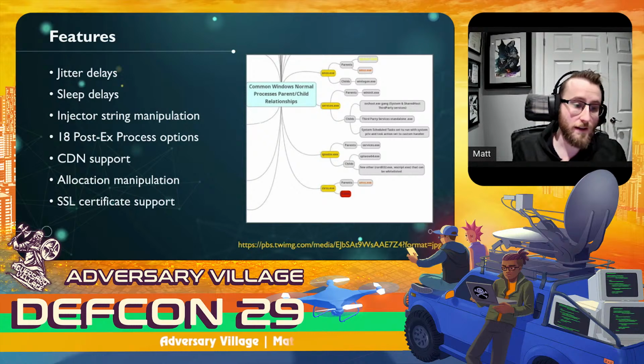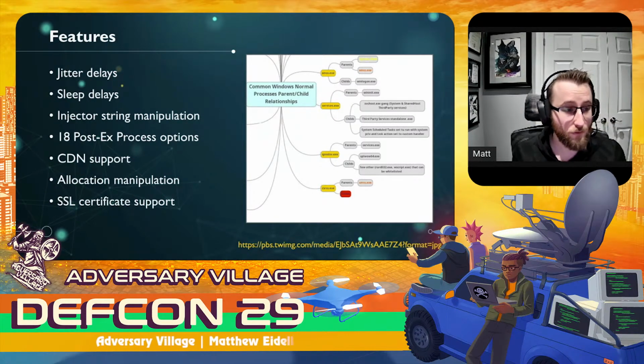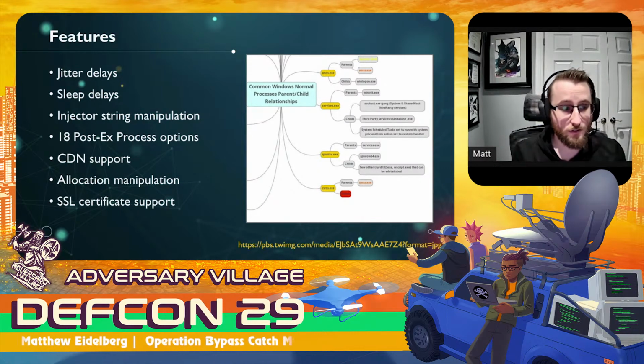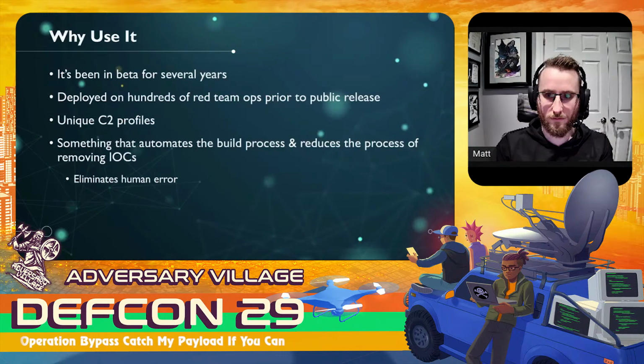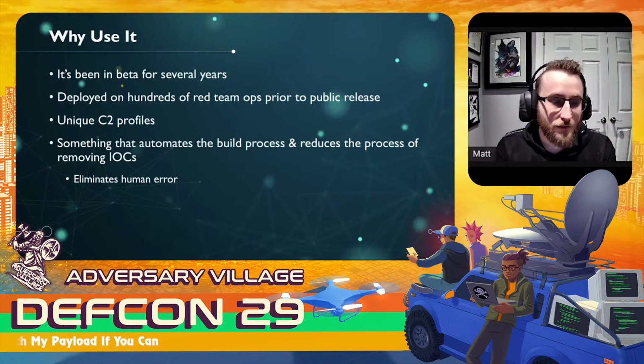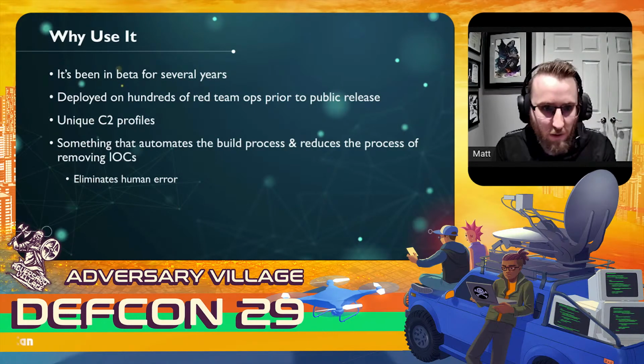This tool, SourcePoint, has CDN support for anything that you need for CDN, depending on how you're setting up your C2, as well as allocation manipulation values. It also supports SSL certificates. So why use it? It's been in development for several years. It's been deployed on hundreds of red team ops prior to today's public release.